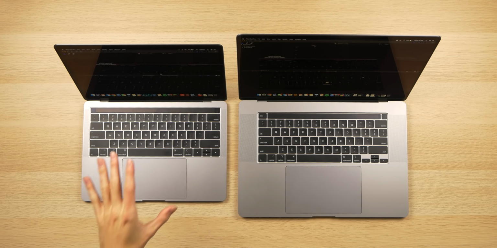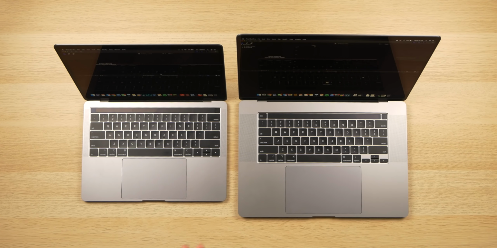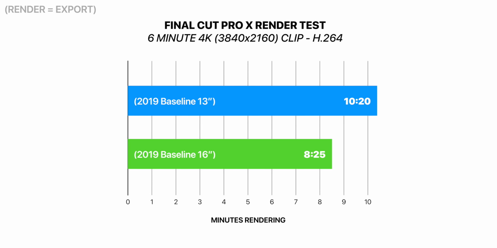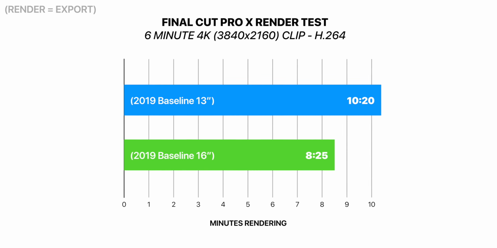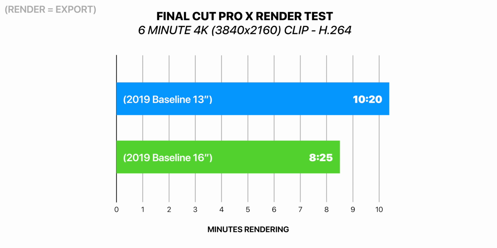And something that I noticed is that the fans ramp up in here when rendering H.264, whereas with the 16-inch MacBook Pro, the fans don't really turn on at all. Rendering the same project at 4K and H.264 with the 13-inch MacBook Pro yielded a 10 minute and 20 second rendering time, whereas with the 16-inch, it did it in 8 minutes and 25 seconds.